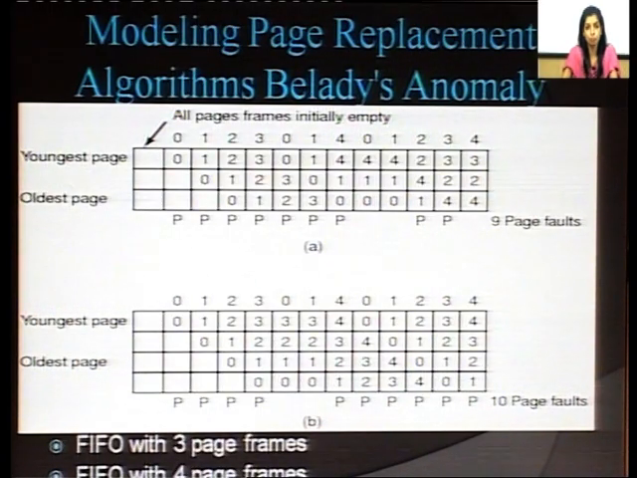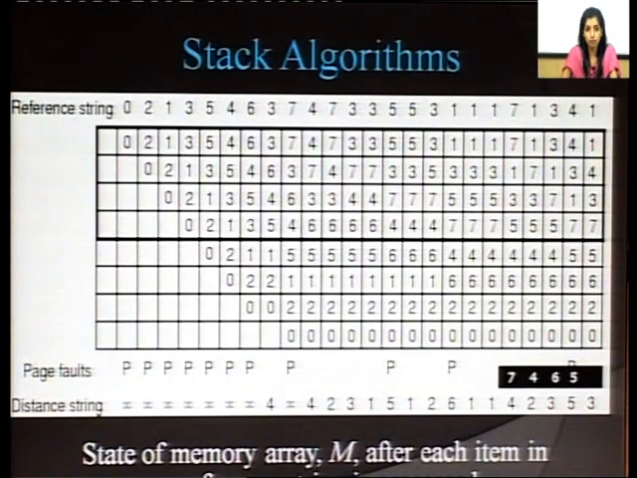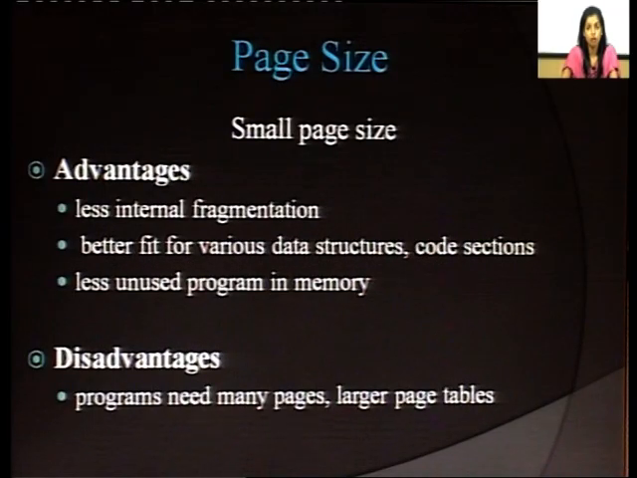Here are some problems related to FIFO, first in first out. Here is FIFO with 3 page frames and FIFO with 4 page frames, and P's show which page is replaced and which causes a page fault. Here is the stack algorithm, the state of the memory array M after each item in the reference string is processed.